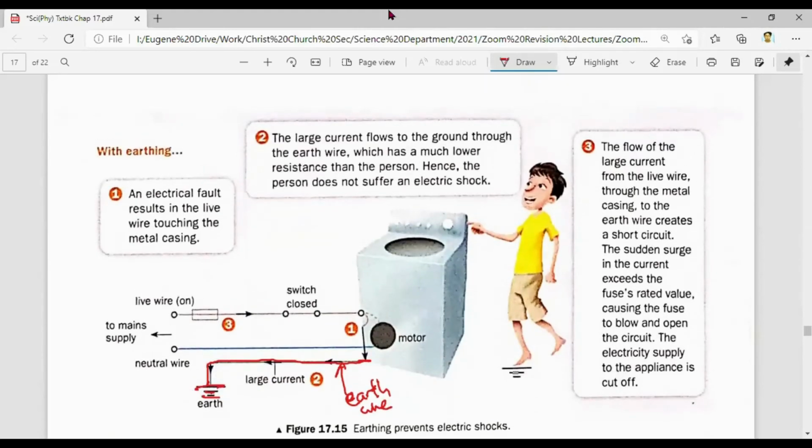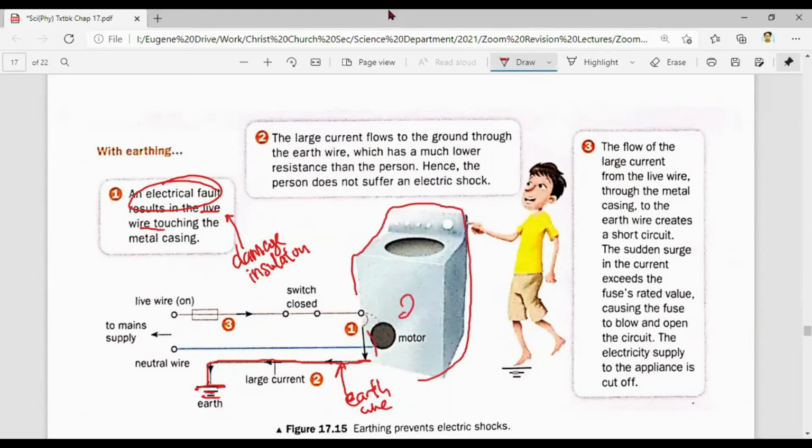Now, what happens is that when there's a fault, due to electrical fault, due to the live wire touching the metal casing, once again, damaged insulation is the one that causes it. So if there is a damaged insulation, which means that this whole washing machine is now 240 volts. If you touch the washing machine, generally the current will flow through you. But because there's this earth wire now, do take note, the earth wire actually causes the current to flow to the ground through itself. Why? Because the earth wire is a much lower resistance wire than the person.